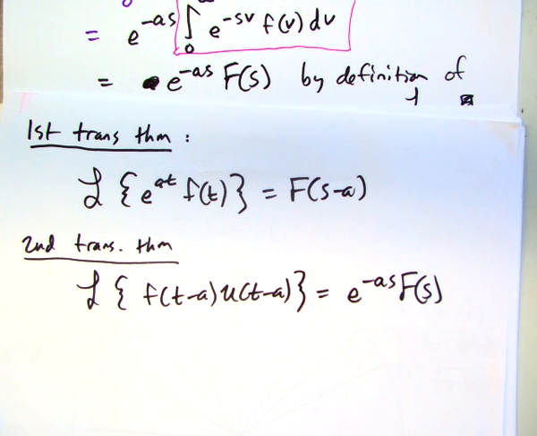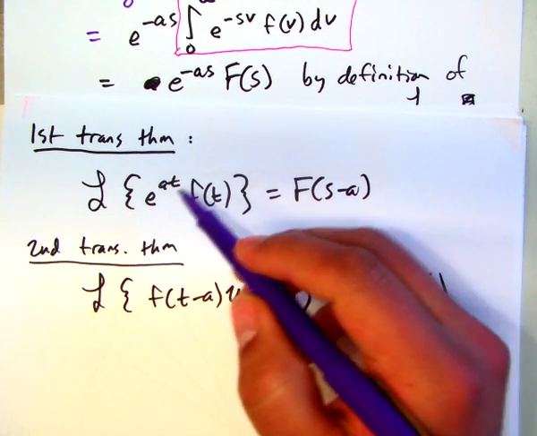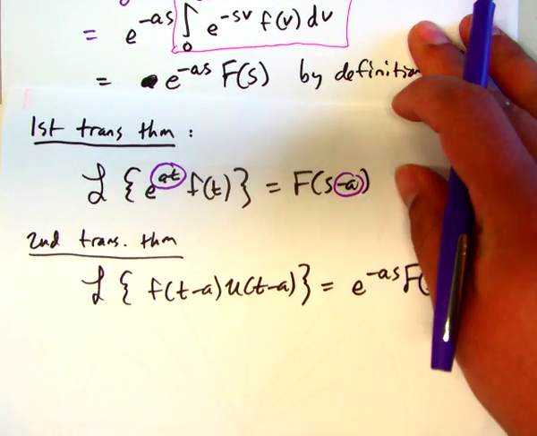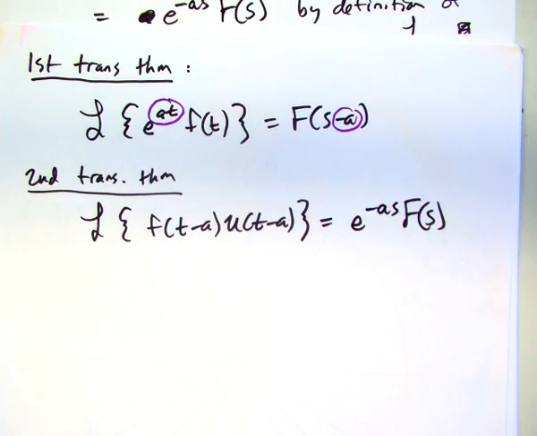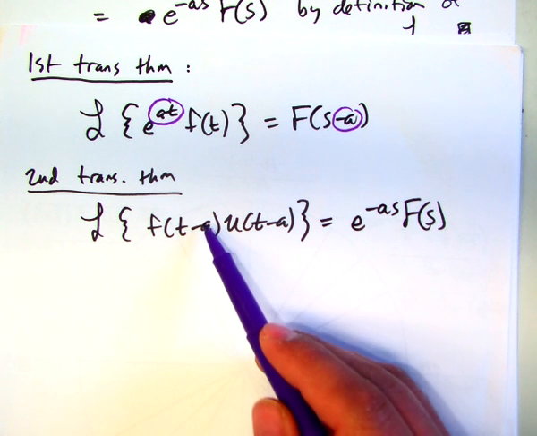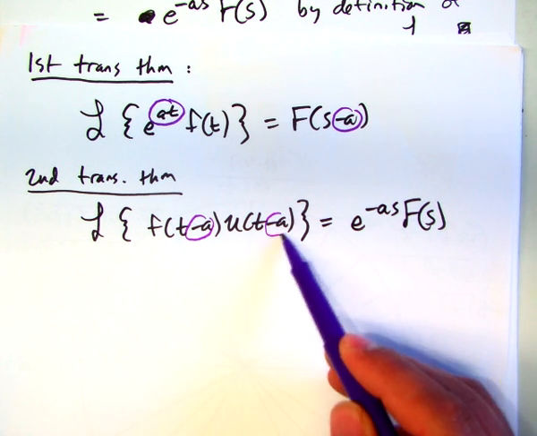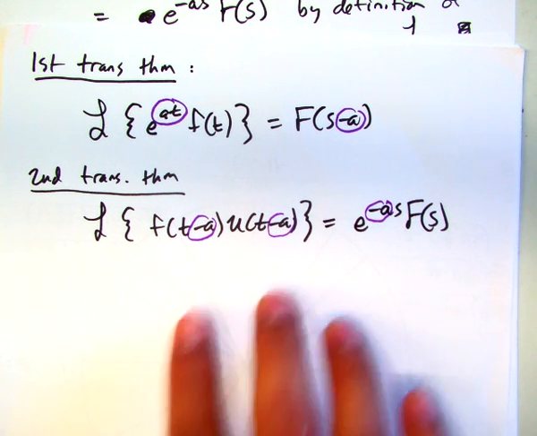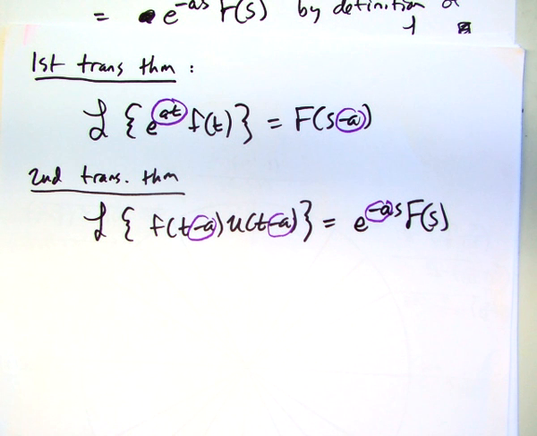Okay, so I do just want to emphasize that there's a difference here. We go from a positive a to a negative a with the first translation theorem, right? Here we go from a negative a to a negative a. So just make a note of that, that with the second translation theorem, it is what it is, okay? With the first translation theorem, it's the opposite. We've gone ahead and proved why that's the case. Just make sure you keep that straight, okay?